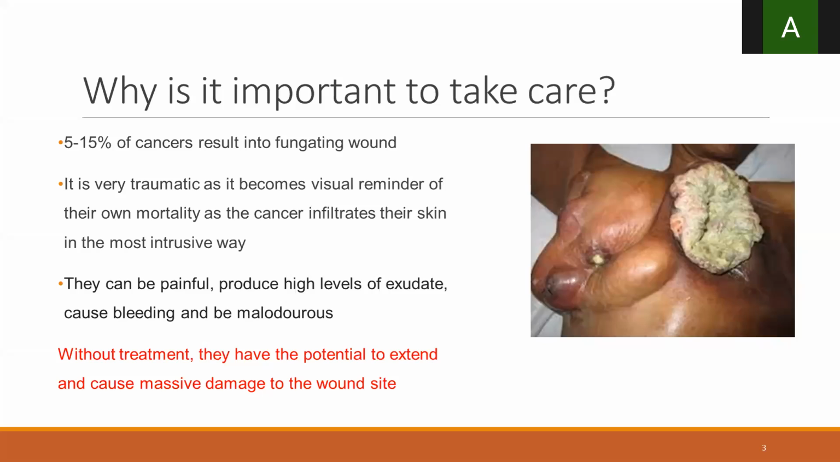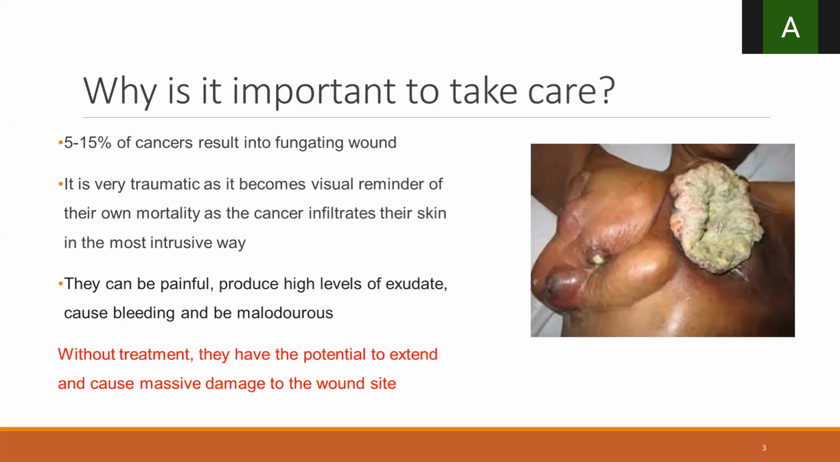They can be very painful. They will have lots of exudate. Many times it causes bleeding also. The bleeding may be very superficial, or if some major vessel is involved, there can be massive bleeding also, and the exudate will have a very foul odor. Without treatment, these wounds have the potential to extend and cause massive damage to the wound site and to the body of the patient.